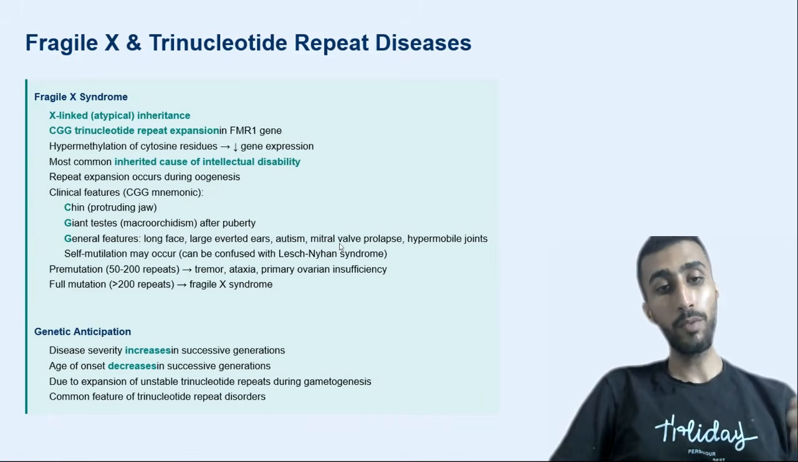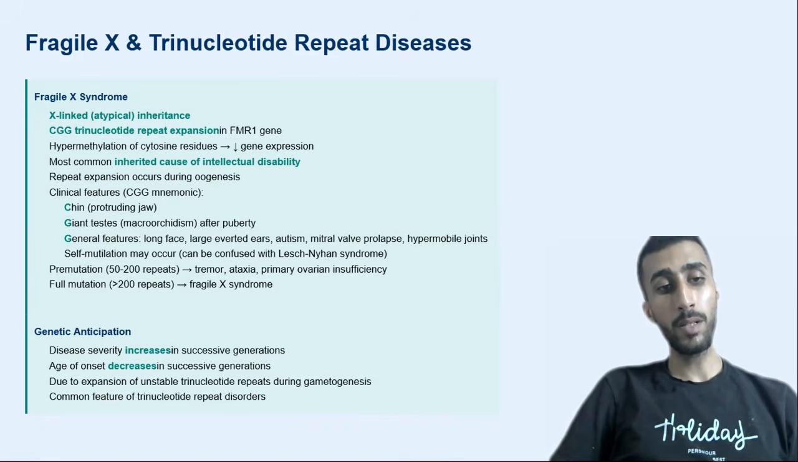They may have mitral valve prolapse, hypermobile joints, and self-mutilation. Remember, self-mutilation occurs with Lesch-Nyhan syndrome. So Lesch-Nyhan syndrome and Fragile X syndrome both have self-mutilation. Other characteristics for Fragile X people: long face, protruding jaw, large everted ears, plus after puberty they may have giant testes.